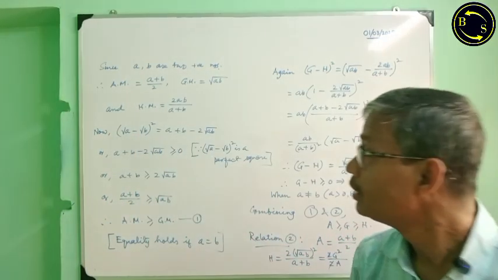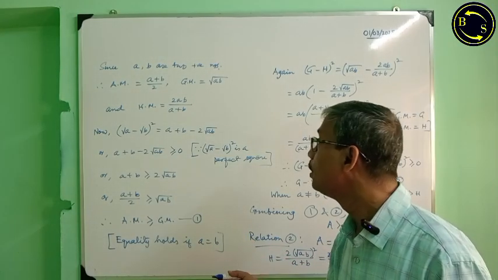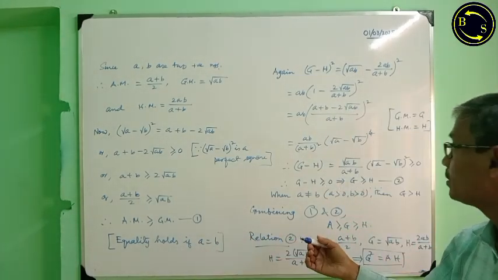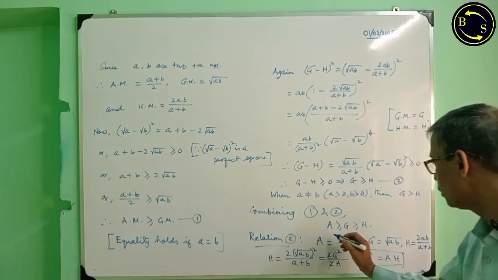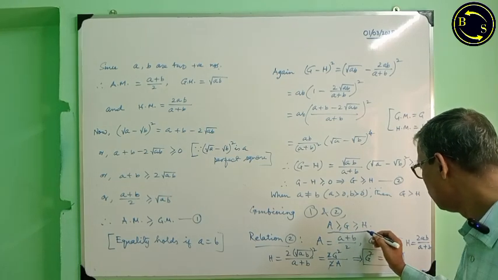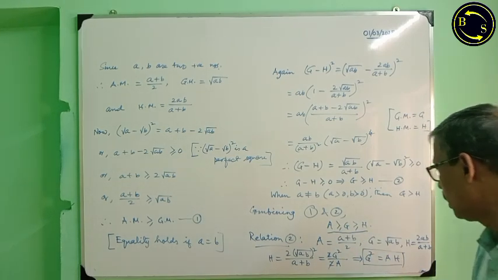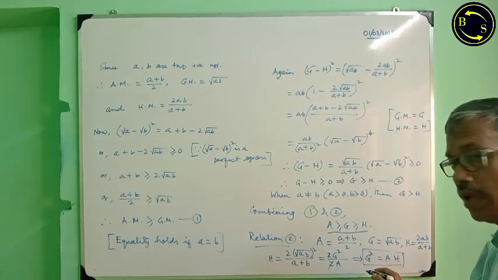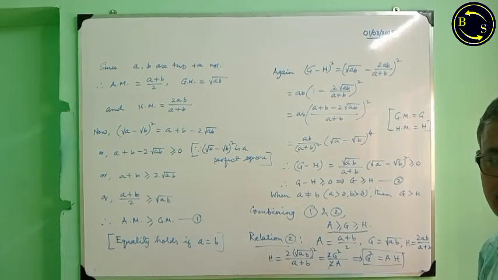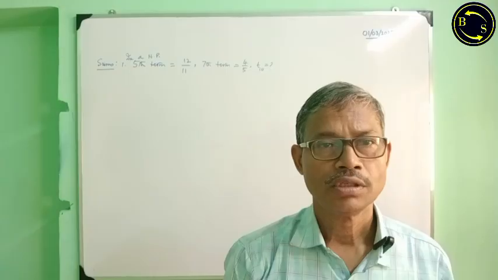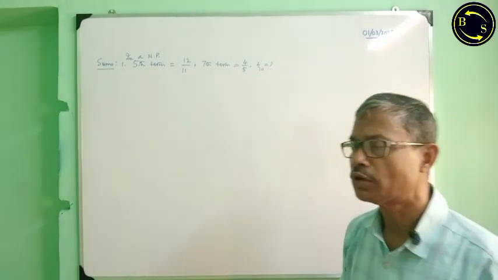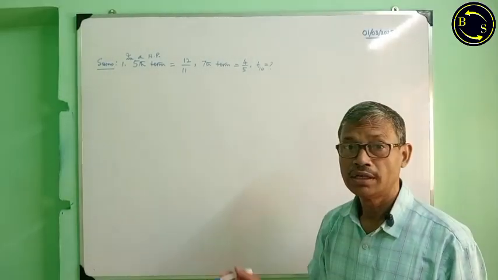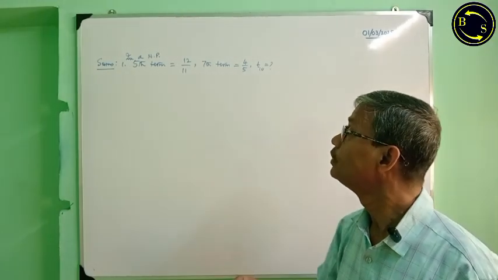Thus we have deduced two relations. In the first case, A is greater than or equal to G, which is greater than or equal to H, and G square equals AH. Now I am working out a few sums on harmonic progression. I have taken the first sum.